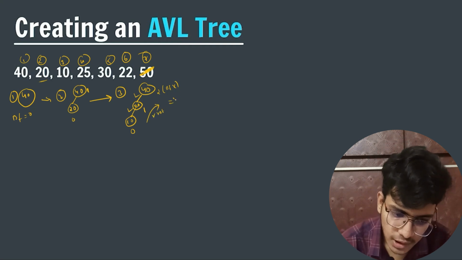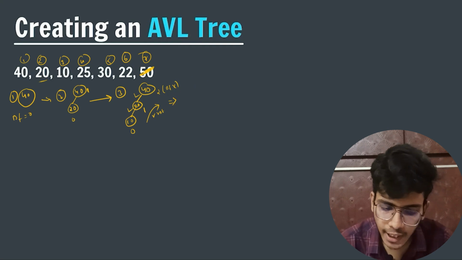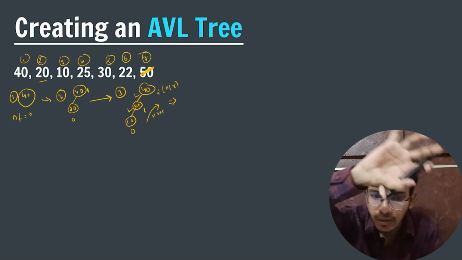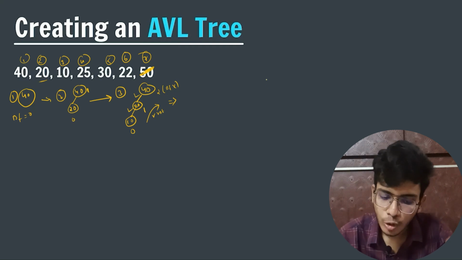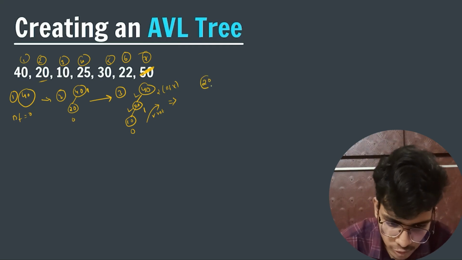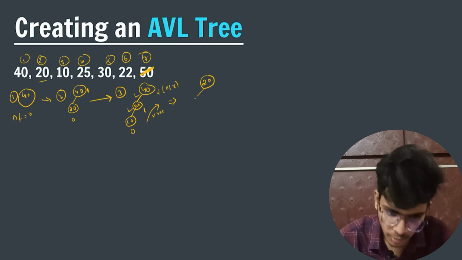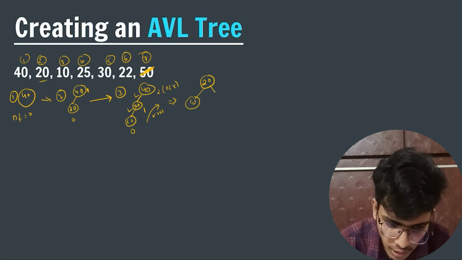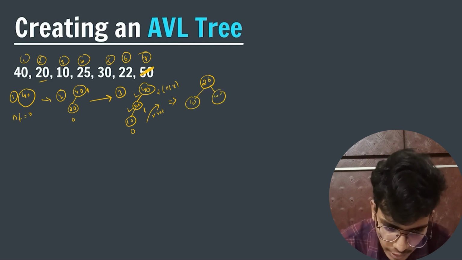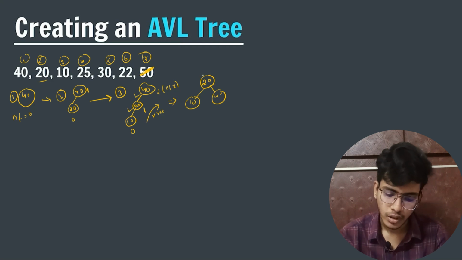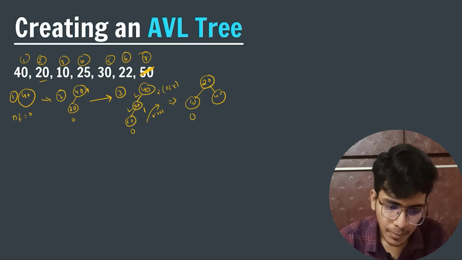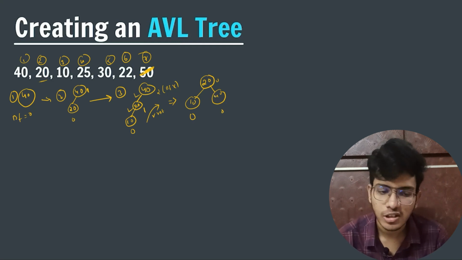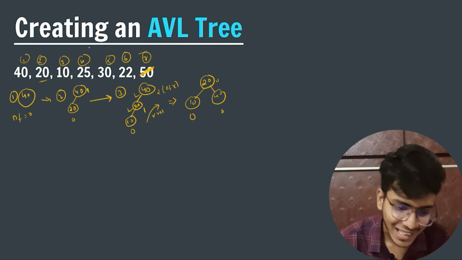So I will perform right rotation, and after performing right rotation, my old tree will get converted, and 20 will come on top. So 20 will come in the middle, 10 will come on the left, and 40 will come on the right. Right now you can see that the balancing factor is 0, 0, 0. Yeah, my tree is balanced now. So I will iterate through the next element.